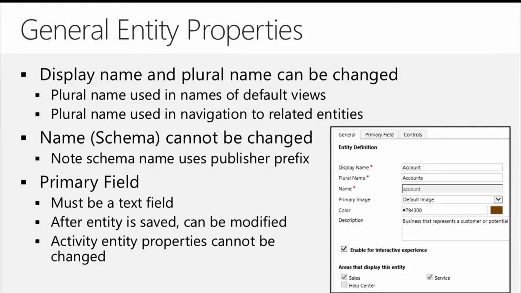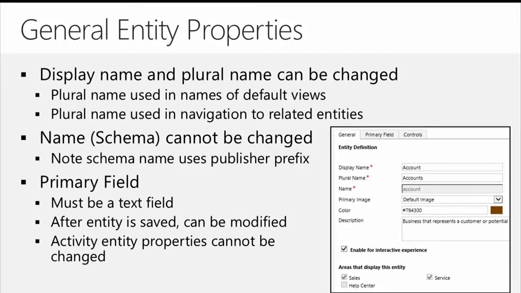The schema name, or the name field, is how it's going to be defined in the database itself. And once the schema name has been set, you can't change it. This would be for custom entities that you would be creating, where the publisher prefix would be predefined. Because this is an out-of-the-box entity, the schema name is basically just called account.